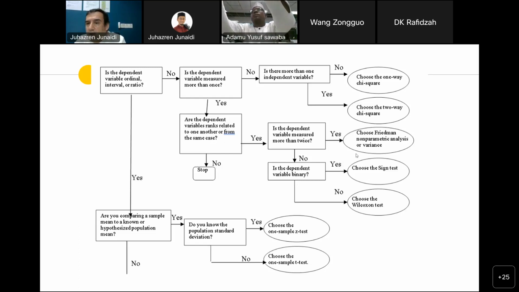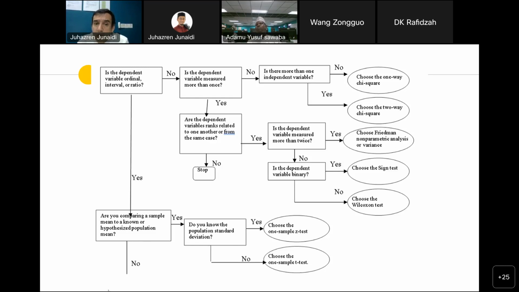According to the answer, if yes, you need to choose the Friedman non-parametric analysis of variance. Is there more than one independent variable? If yes, you can choose the two-way chi-square, or choose the one-way chi-square if not. So are you comparing a sample mean to a known or hypothesized population mean? Do you know the population standard deviation? If yes, choose the one sample z-test. If not, choose the one sample t-test.